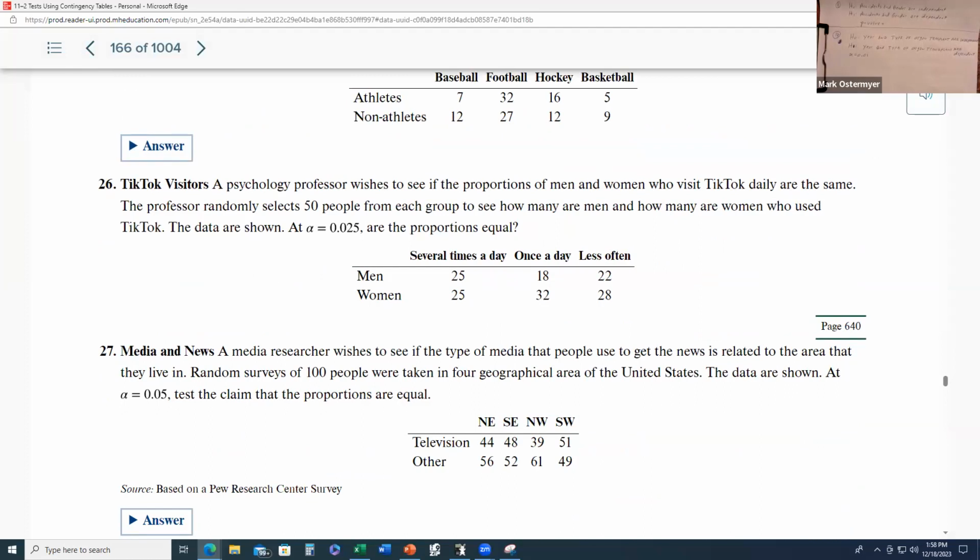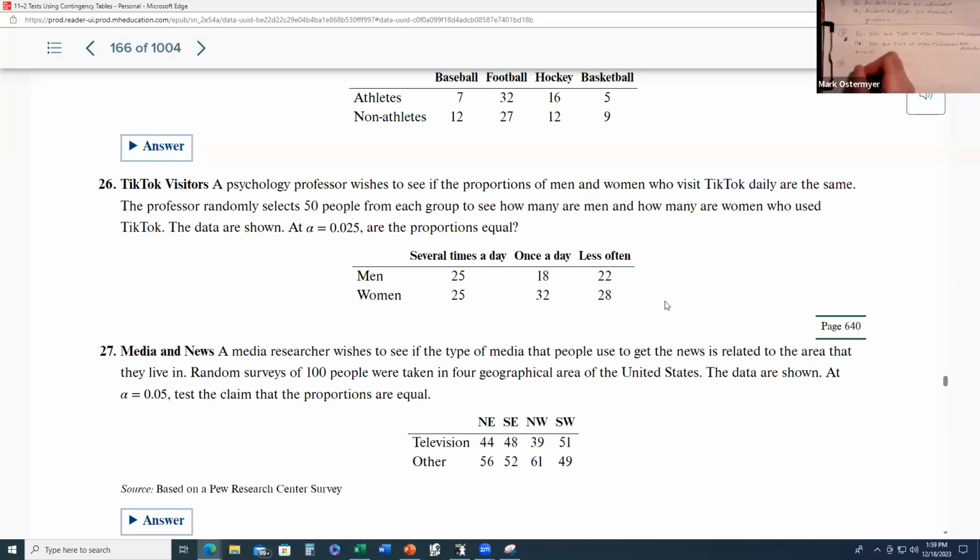A psychology professor wishes to see if the proportion of men and women who visit TikTok daily are the same. The professor randomly selects 50 people from each group to see how many are men and how many are women who use TikTok. The data are shown, and they want us to test at 5% to see if the proportion of men and women who visit TikTok several times a day, once a day, or less often are the same or not the same. Okay, so what hypotheses would we be testing here?